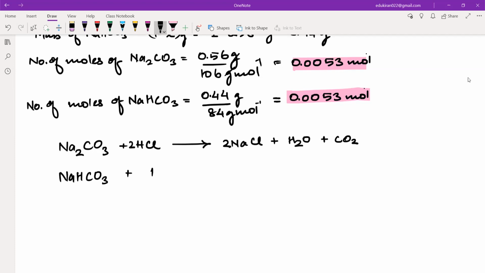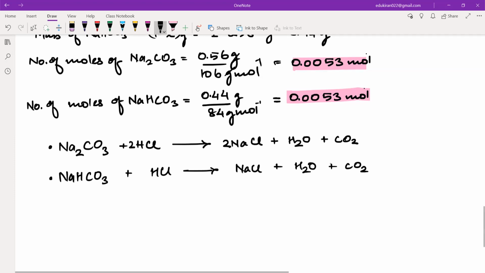Now we have NaHCO3. When it reacts with HCl, this will also give me NaCl plus H2O and CO2. The only difference is that since here we have only one sodium atom, here also we'll be getting just one sodium atom. Everything other than that will be the same. Okay.